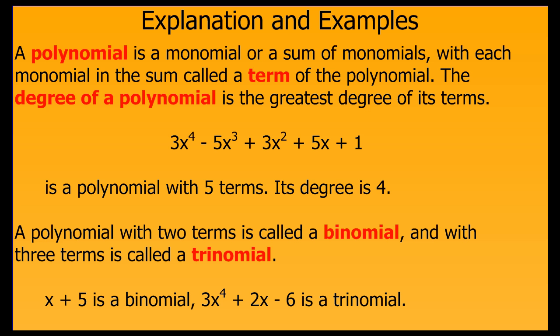A polynomial is either a monomial or a sum of monomials, with each monomial in the sum called a term of the polynomial. The degree of a polynomial is the greatest degree of any one of its terms. For example, this polynomial has 5 terms in it and has degree of 4, since 4 is the greatest degree of each of its component monomials. A polynomial with 2 terms gets a special name of binomial, and one with 3 terms is called a trinomial.